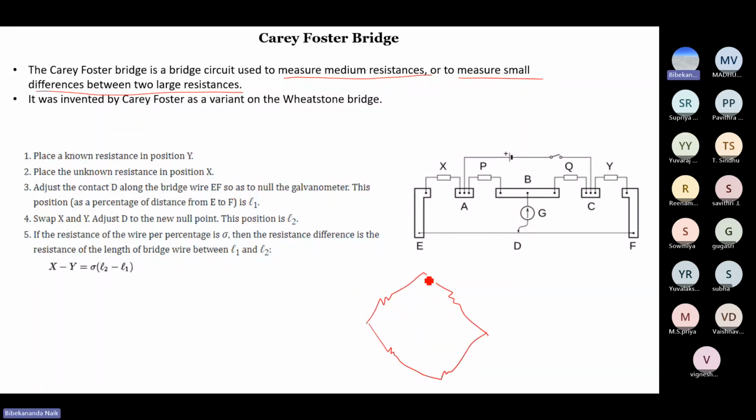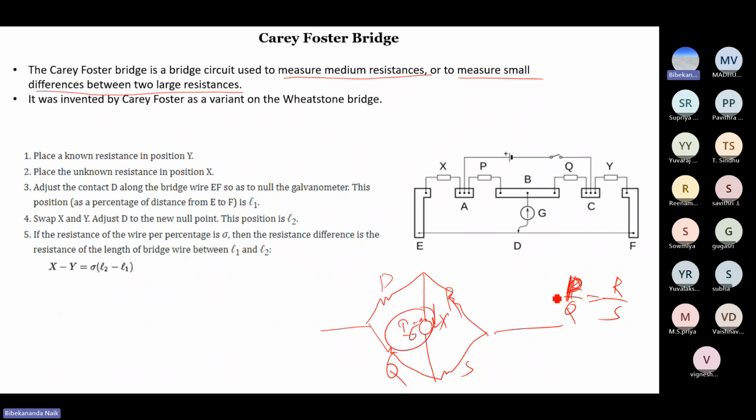So this is the Wheatstone bridge, and there is a galvanometer in between. So this is P, Q, R, S. When P by Q is equal to R by S, then this is called the balance condition, and then there is no current. That is, this Ig, the current passing through the galvanometer, becomes zero.